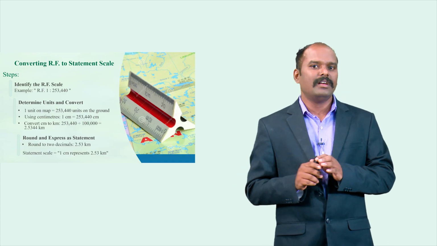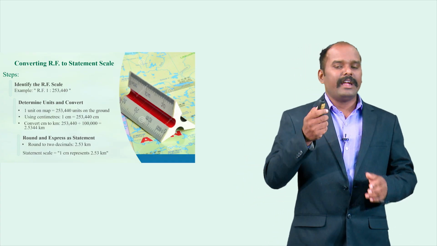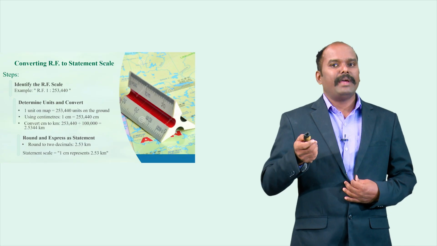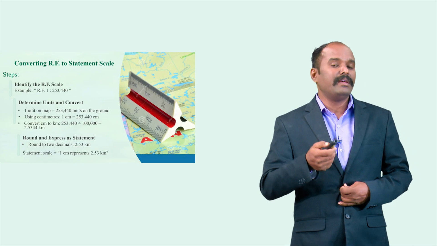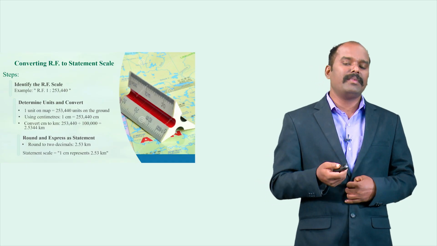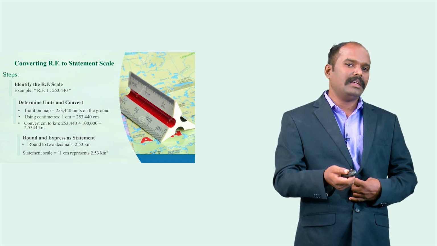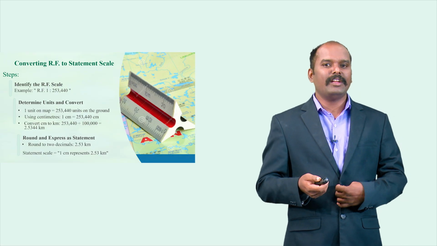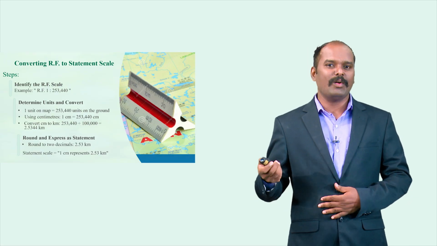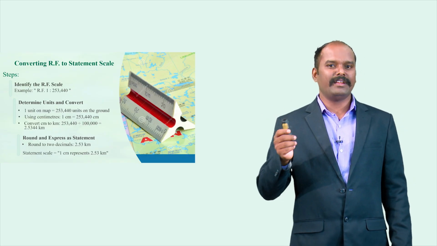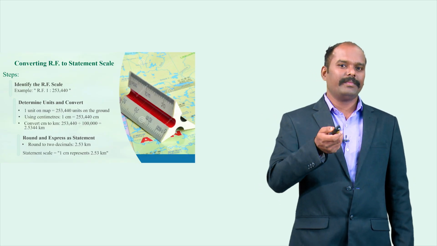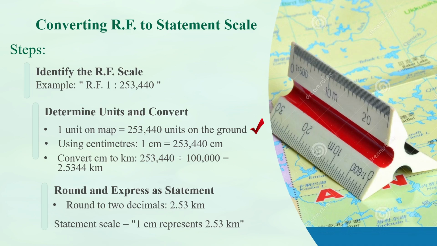2,53,440 centimeters. In that case, the statement scale may not have both the numerator and denominator in the same unit. The numerator may be mentioned in centimeter and the denominator in kilometer, the lower and upper parts of the measuring system. So here 1 unit on the map is equal to 2,53,440 units on the ground.